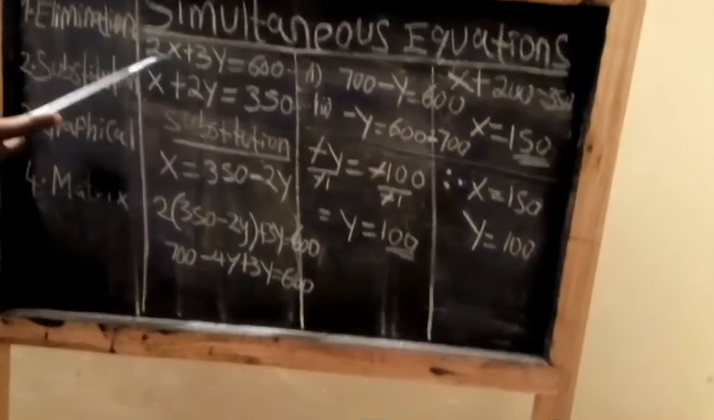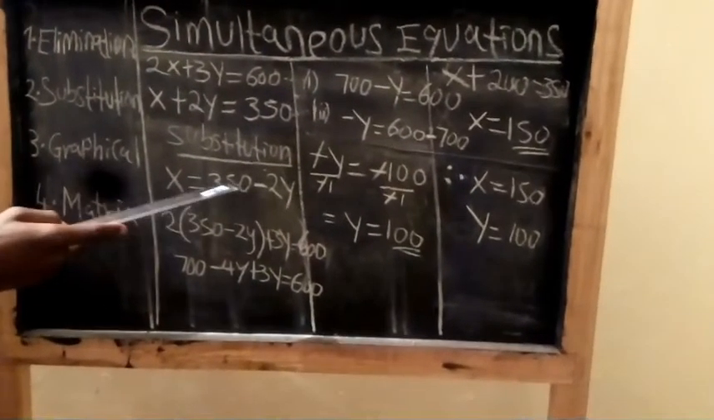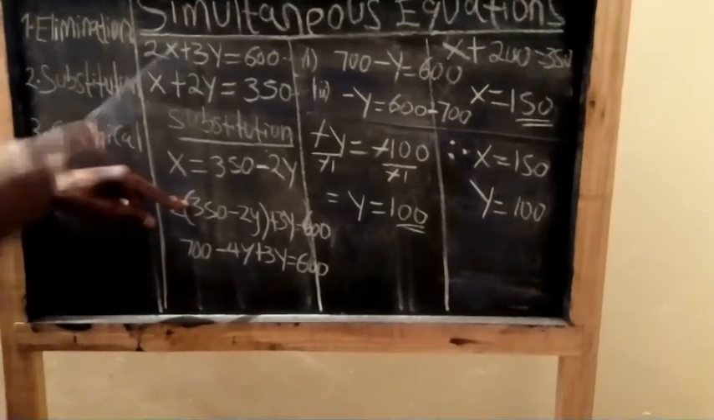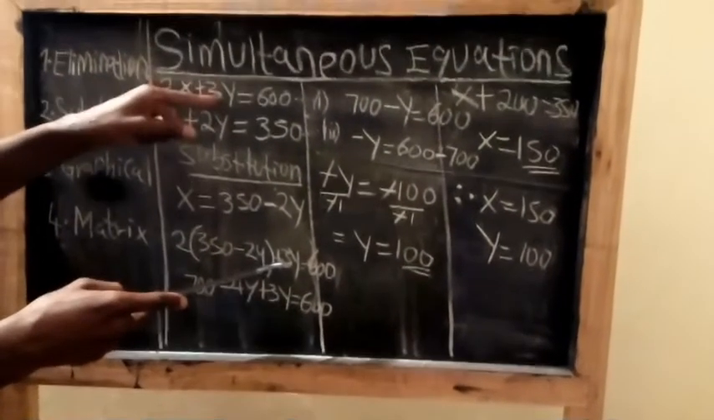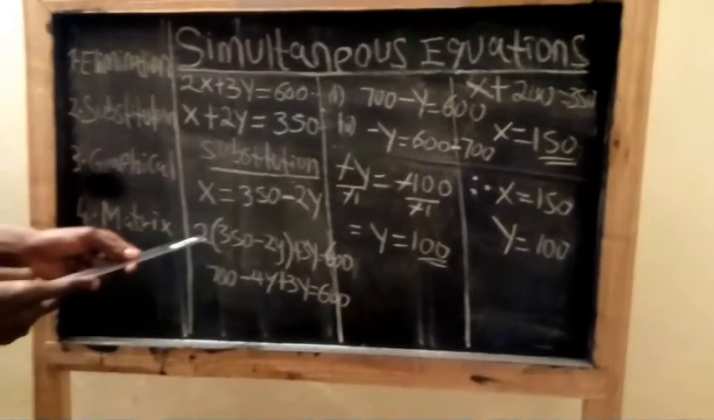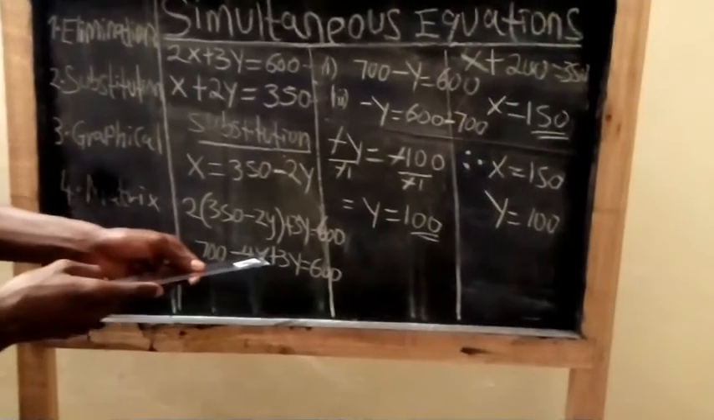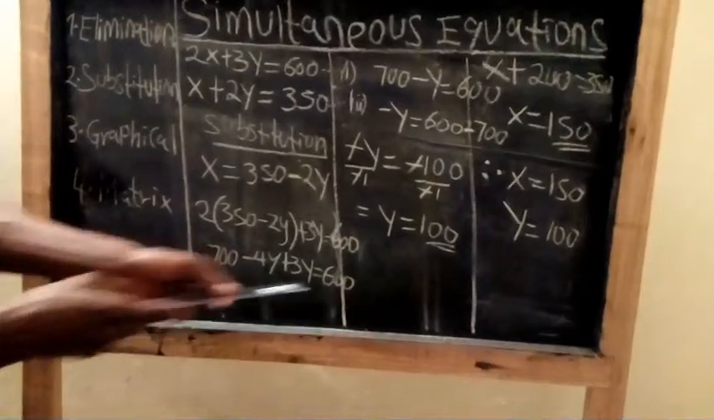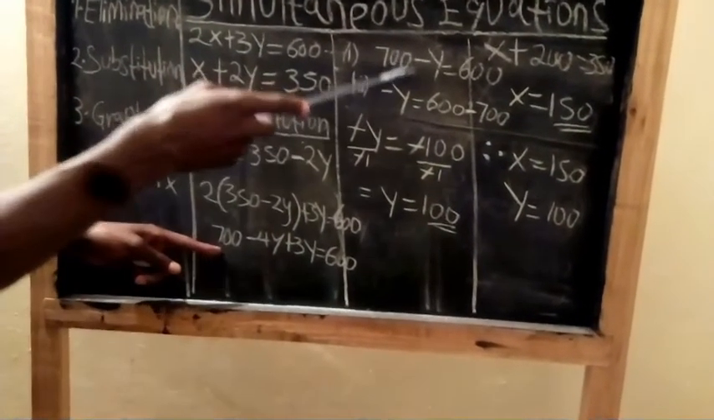Therefore, we come to the second equation and say 2x. 2x means 2 times x, and what is x? It is here. That's why we say 2 into x, which is here, 350 minus 2y, plus 3y equal to 600. Then you open the bracket. 2 times 350 is 700. 2 times negative 2y is negative 4y. Then plus 3y equal to 600. Then we collect the like terms. So that's why we've written 700 here.